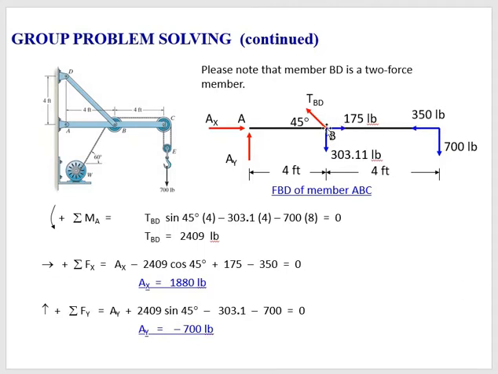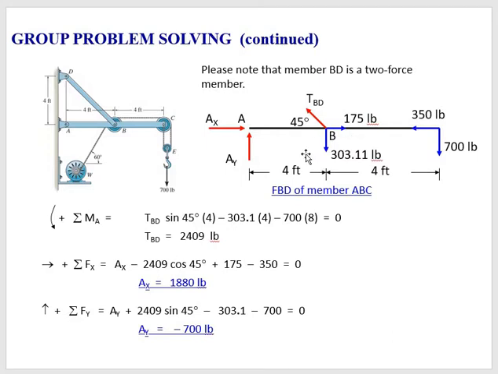The easiest way to take this would be either to take the moment at B or the moment at A. I chose to take it at A. So if I take the moment about A, I have TBD times the sine of 45 times 4. The X component's going to act through that, so I just have the Y component of that. Minus 700 times 8. So that gives me the tension in BD is 2,409 pounds.